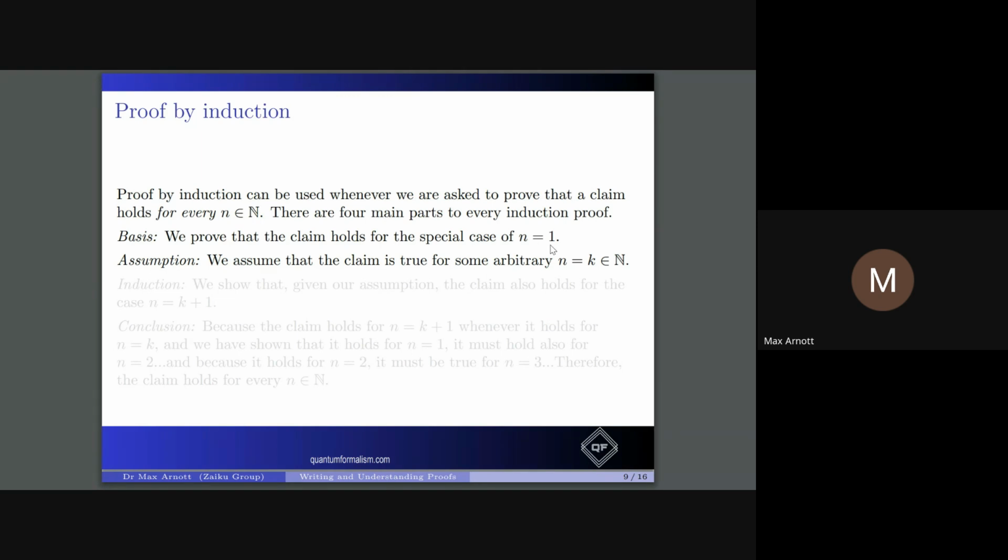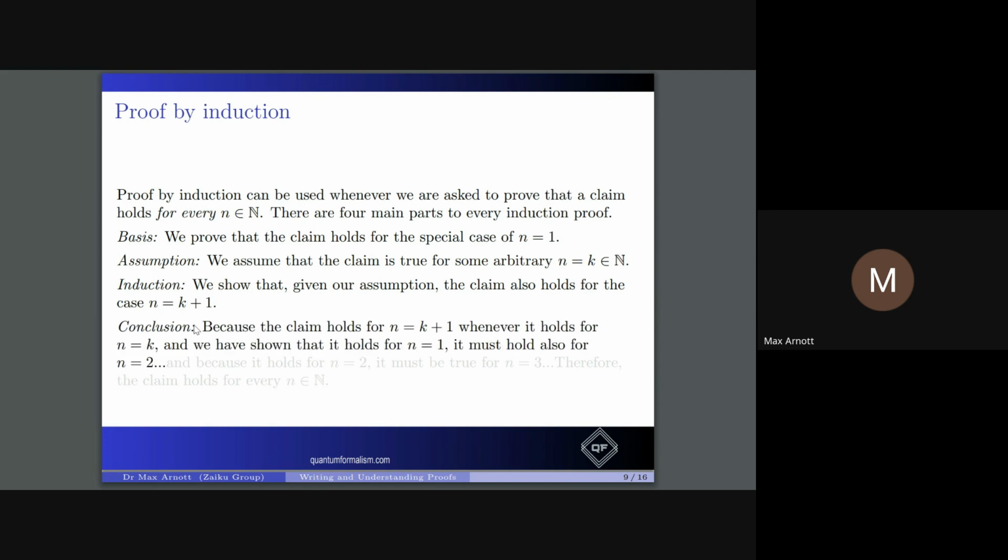Then the assumption step: you assume that the claim holds for some arbitrary natural number, which we'll just call k. Now the induction step follows, and you show, given that your assumption holds, the claim must also hold for the case n equals k plus 1. And then you reach the conclusion. Because the claim holds for n equals k plus 1 whenever it holds for n equals k, and we know that it holds for n equals 1, the induction step proves that it's true for n equals 2. If it holds for n equals 2, then the induction step shows that it holds for n equals 3. And this goes on forever.